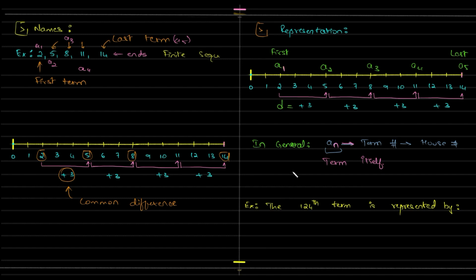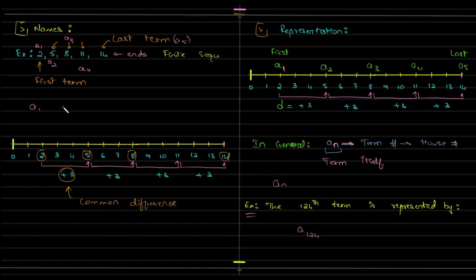So in general, the last term is represented by An. So when we say last term, and if we don't know how many terms there are, we just write it as An. So I have a small example over here. If I want to represent the 24th term in a sequence, I'll write it as A24. So again, A1, A2, A3, A4, and the last term is An.